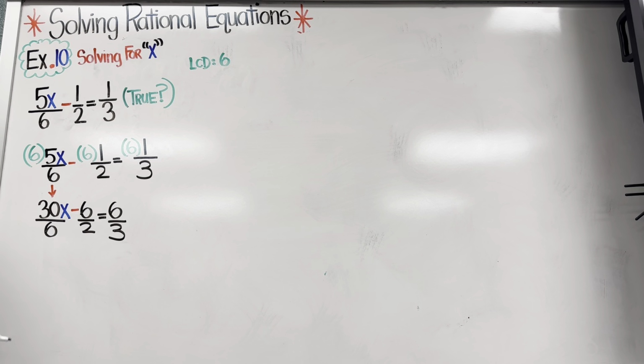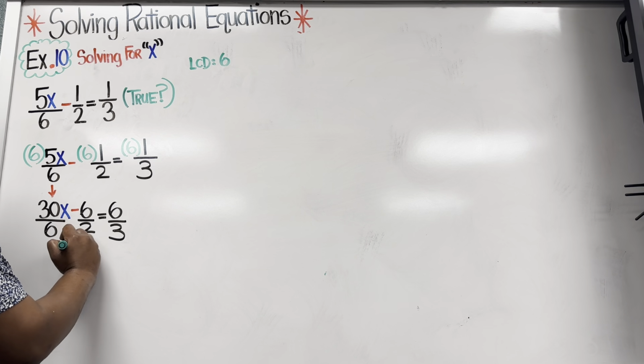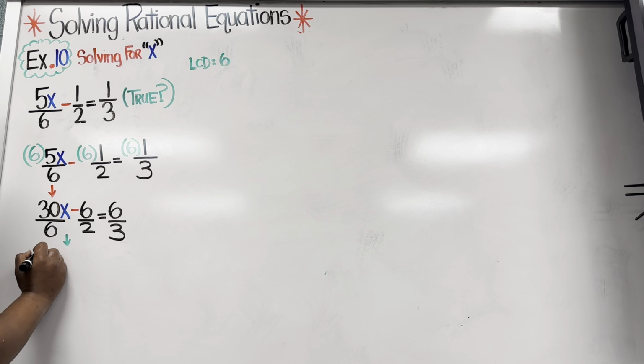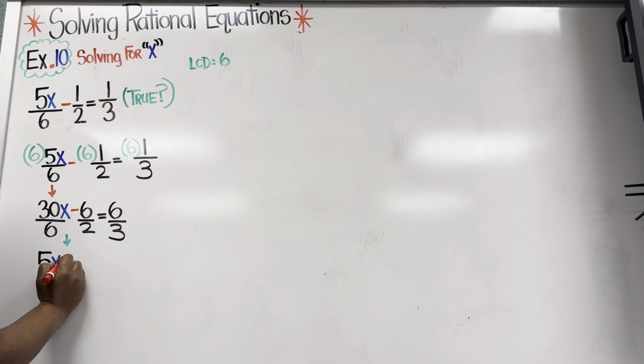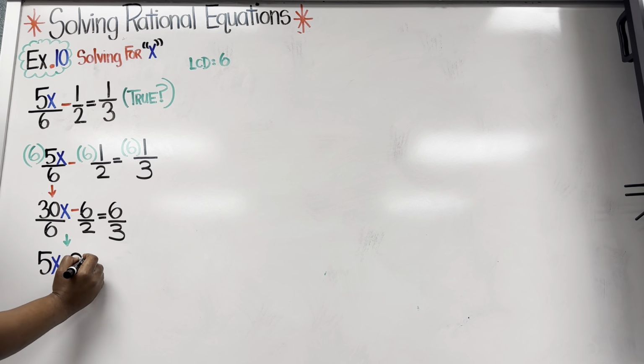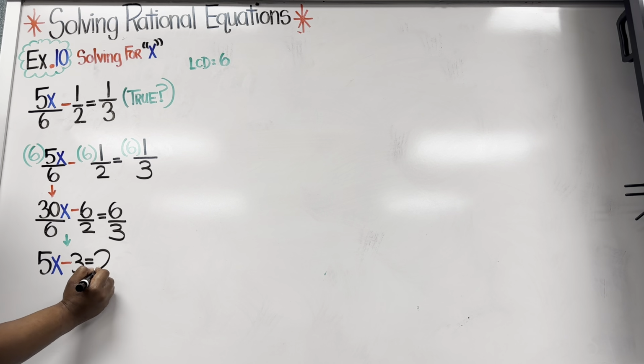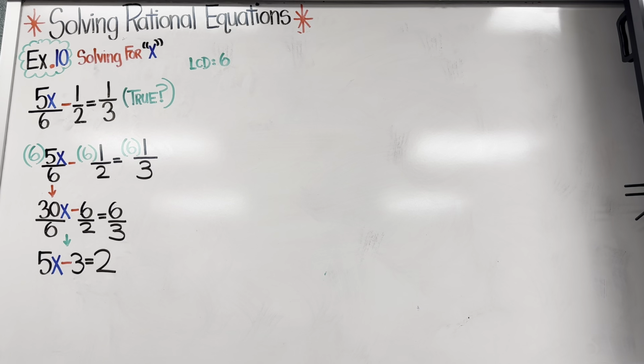30x divided by 6 is actually 5x. Minus 6 over 2 is 3, because 6 divided by 2 equals 3. And then 6 over 3 equals 2. Okay? Now, guys, we have this particular equation, where we have 5x minus 3 equals 2.